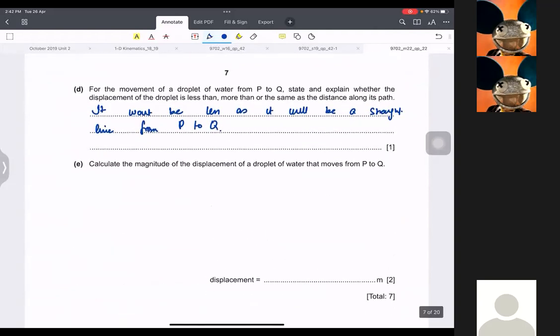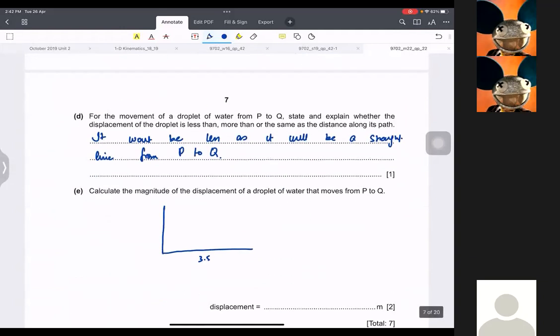Now calculate the magnitude of displacement of the water droplet that moves from P to Q. We know this is 3.5, and we know that this is 1.4. So we have to find this displacement. This is 90 degrees, so we can use Pythagoras. Yeah, we can use that. Pretty good.